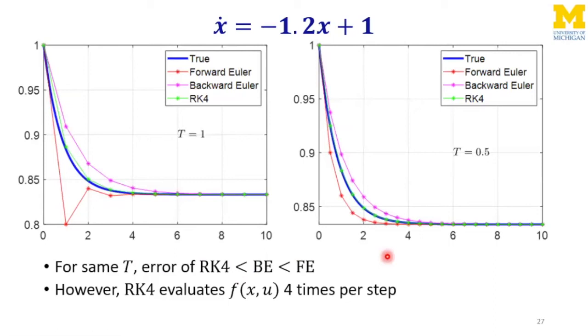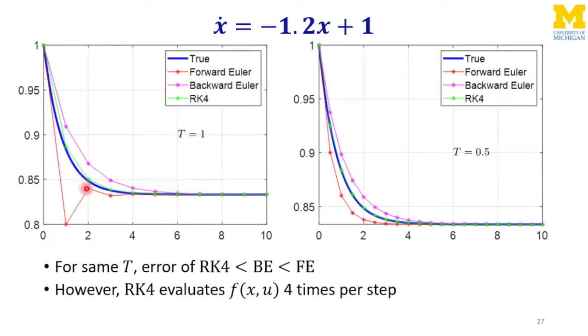We have the forward Euler method, we have the backward Euler method, and we have the RK4. Let's try to solve this continuous time system. Again, we can solve this continuous time system analytically, and the analytical solution, which is the true solution, is shown here in the blue trace. The discrete time solutions of the three approximating techniques are shown here in red, pink, and green. The green is the RK4 method, the red is the forward Euler, and the pink is the backward Euler.